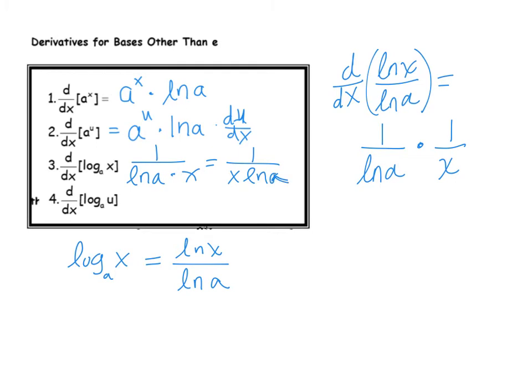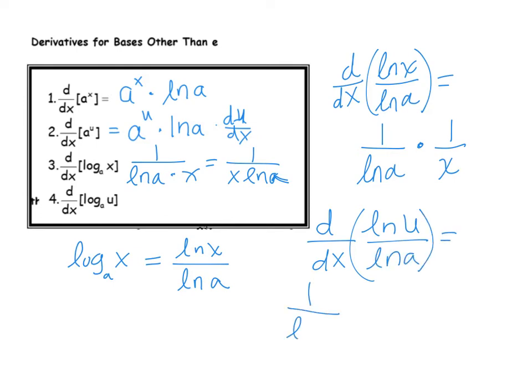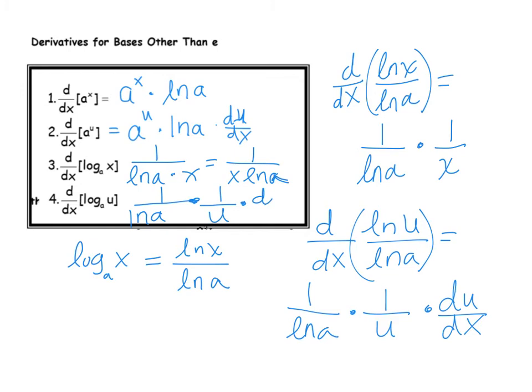So then you can imagine that number 4 is the chain rule. If I take the derivative of the natural log of u over the natural log of a, it's going to look very, very similar. I'm going to have 1 over the natural log of a times 1 over u times the derivative of u. Chain rule. So I'm going to have 1 over the natural log of a times 1 over u times du dx.